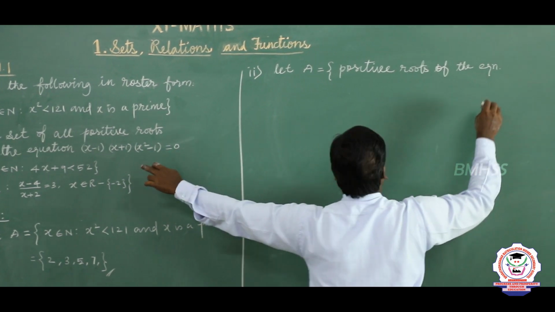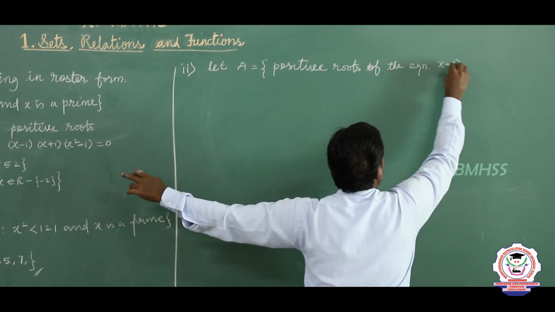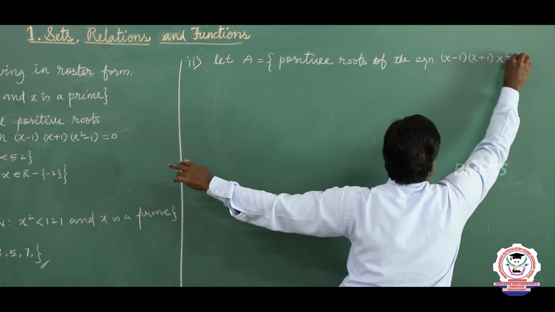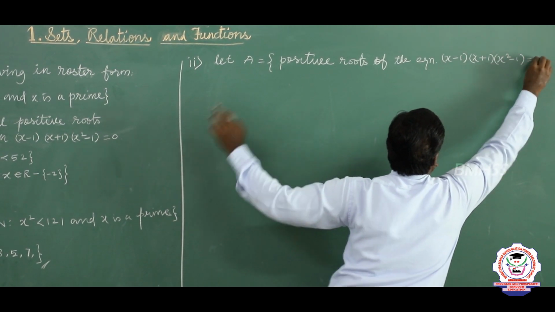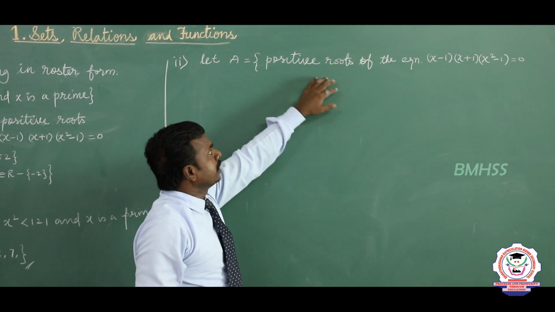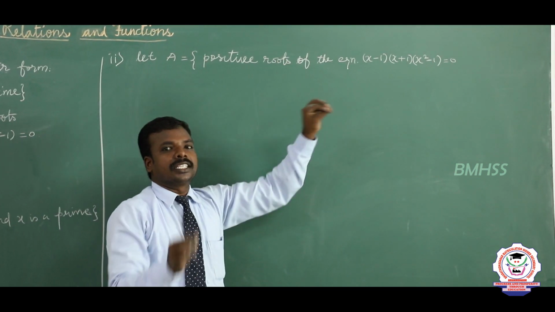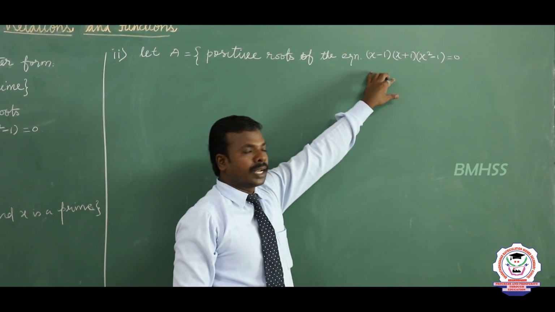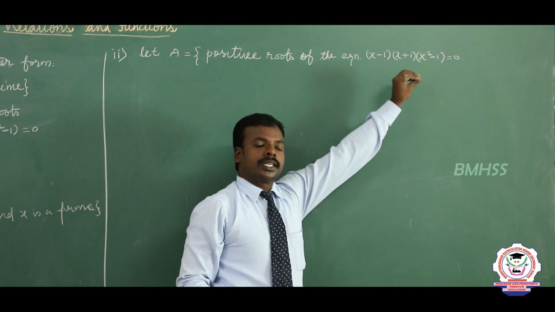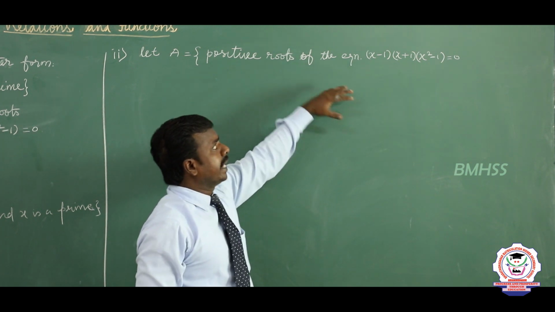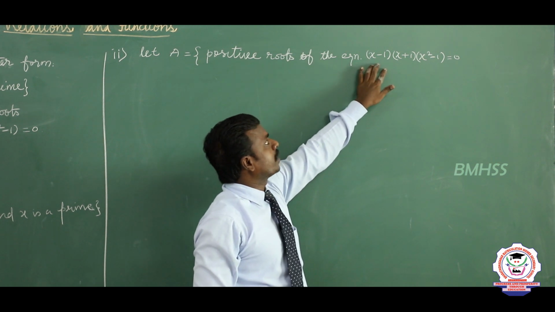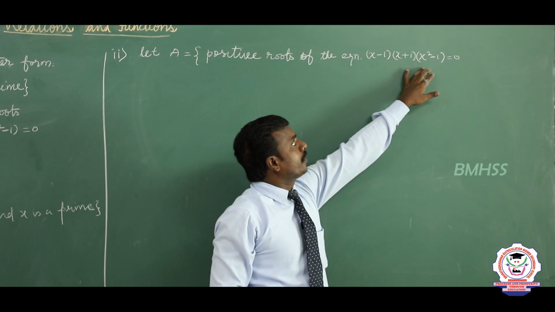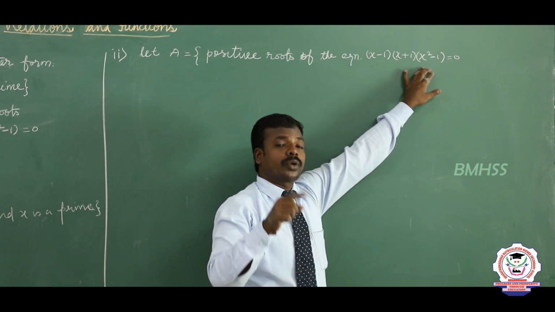Given equation, what is given? That is (x minus 1)(x plus 1)(x square minus 1) equal to 0. Listen, roots mean the value of x, and they are asking for positive values of x. They gave the equation in factor form. The first factor is x minus 1, the second factor is x plus 1, the third factor is x square minus 1.